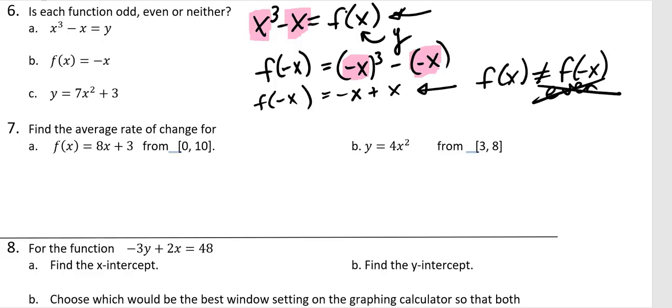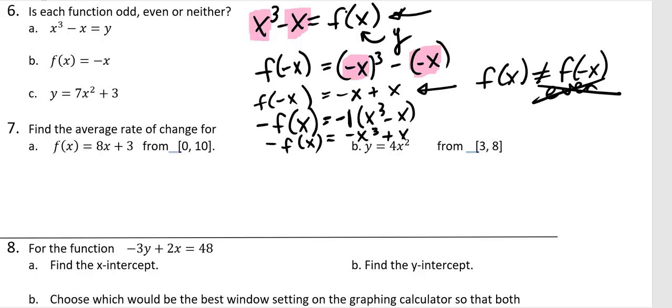Once I rule out even, I try odd. The way I check for odd is I put a minus sign in front of our original function. In other words, I multiply our original function times -1, and I simplify it. So I get negative x cubed plus x. So negative f of x is equal to negative x cubed plus x.